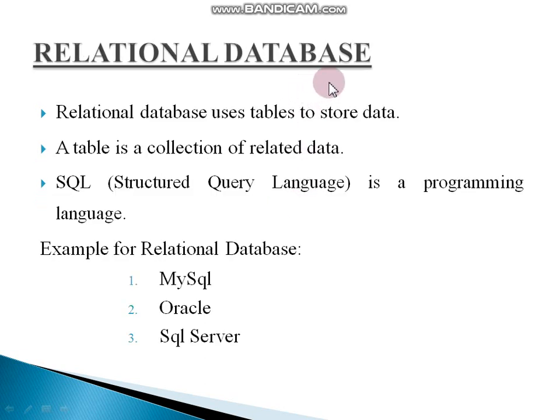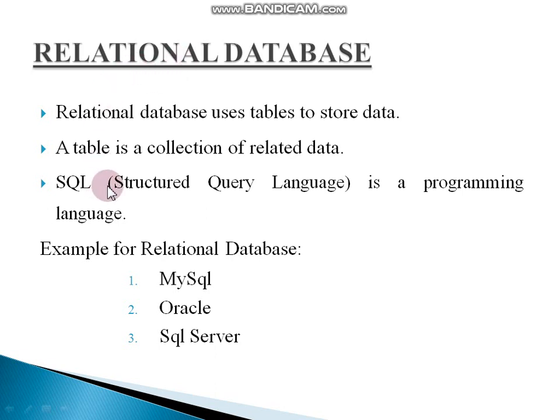Relational database. Relational databases use tables to store data. It represents the database as a collection of relations. A relation is nothing but a table of values. A table is a collection of related data, which means the student table should contain the data about the students. The employee table should contain the details about employees.